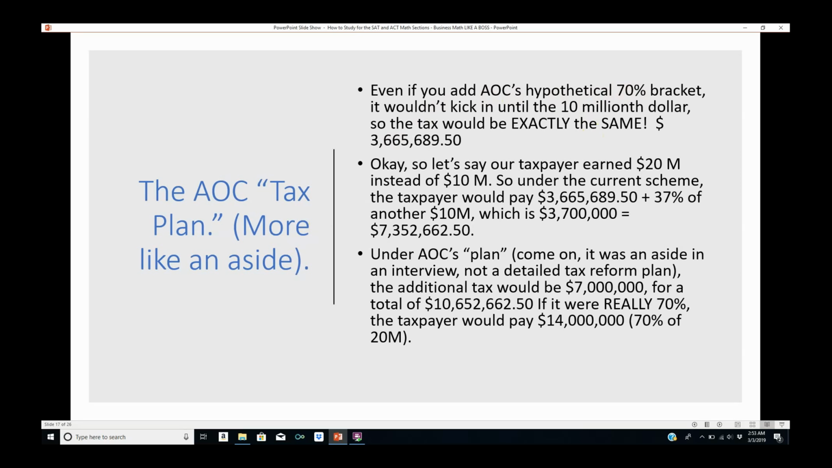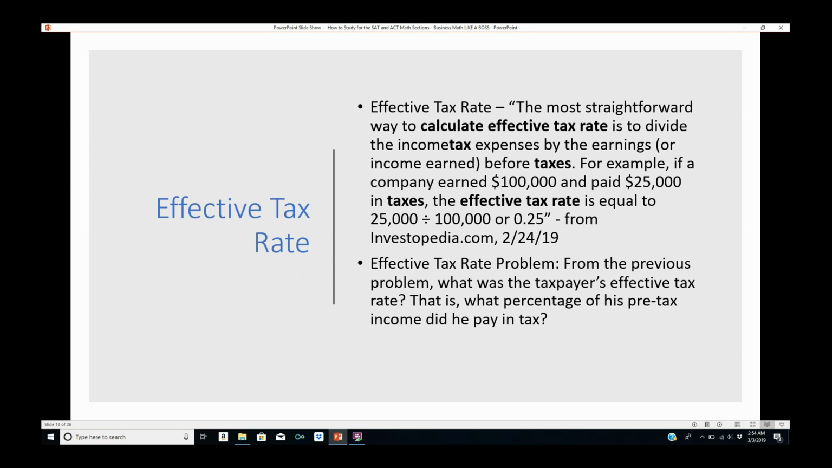Okay, so let's say our taxpayer earned $20 million instead of $10 million. Under the current scheme, the taxpayer would pay $3,665,689.50 plus 37% of the additional $10 million, which would be $3,700,000, for a total of about $7.35 million. Under AOC's plan, and again, come on, it's just an aside in an interview, it's not a detailed tax reform plan, the additional tax would be $7 million for a total of about $10.65 million. If it were really 70%, the taxpayer would pay $14 million, which is 70% of $20 million.